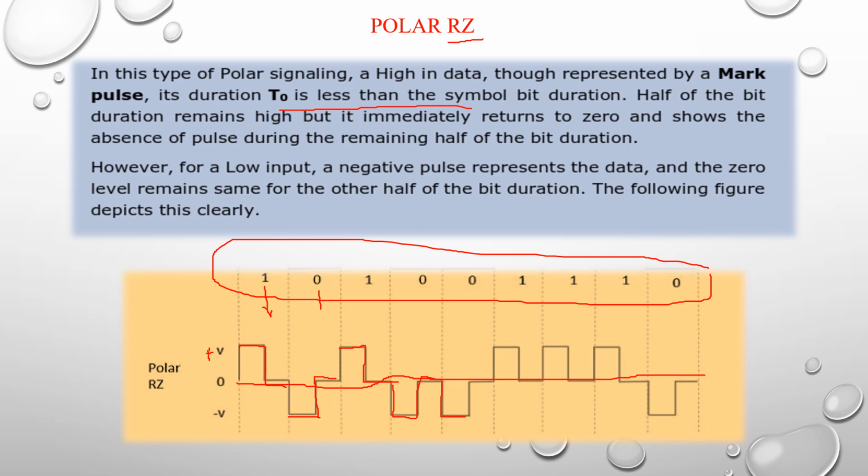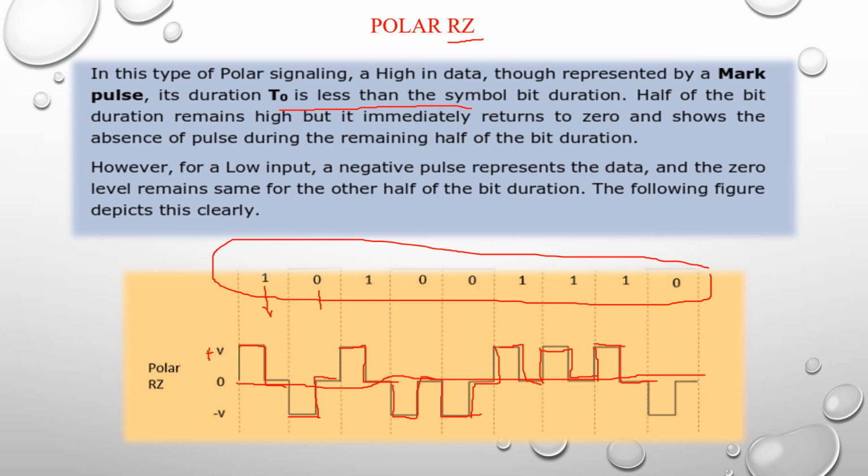And next bit is 0. Half of the bit duration is negative voltage level and another half is returned to 0. And next bits are 1 1 1. So half of the bit duration is positive voltage level and another half is returned to 0. Half of the bit duration is positive voltage level and another half is returned to 0. And half of the bit duration is positive voltage level and another half is returned to 0.